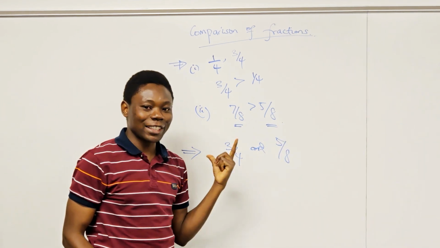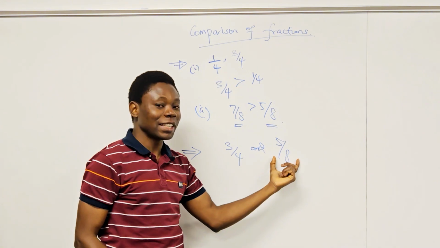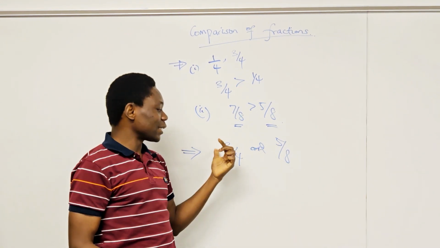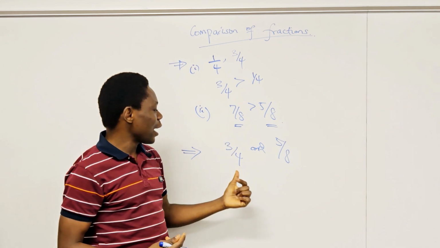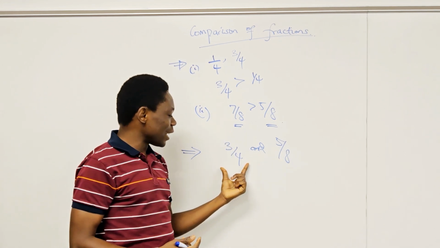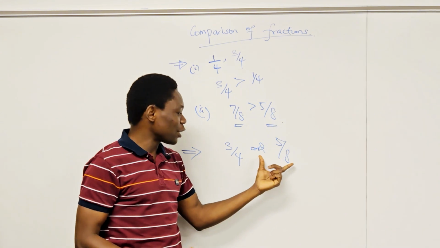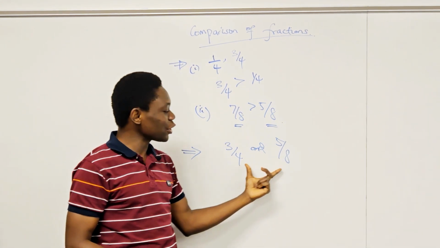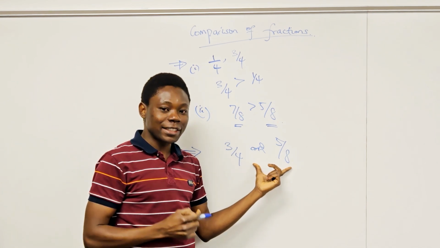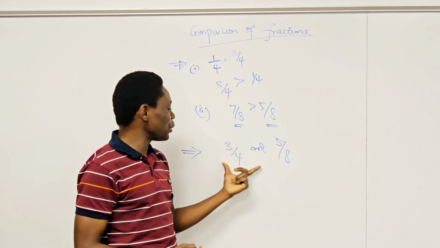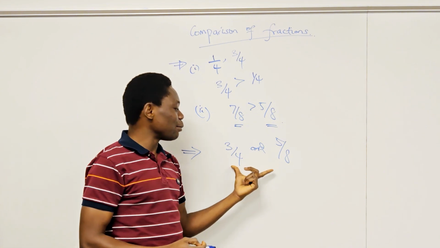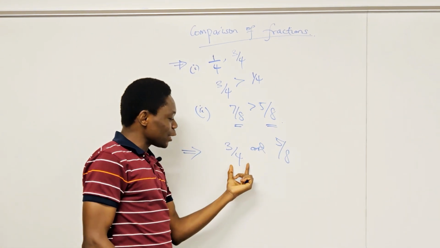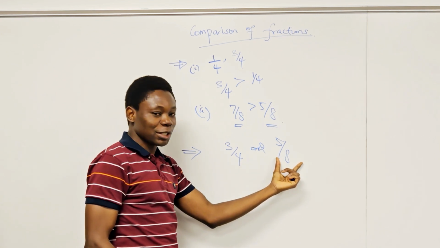Now, we cannot single-handedly pick out 5 over 8 as the greater fraction just because 5 is greater than 3 in terms of the numerator comparison and 8 is greater than 4 in terms of the denominator comparison. All we have to do here is to ensure that both fractions have the same denominators, right? So we're going to express these two fractions such that they both have common denominators. Now, how do we do that? This is a denominator of 4 and this is a denominator of 8.